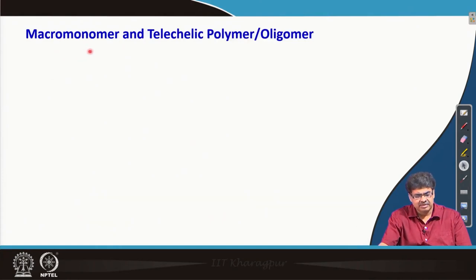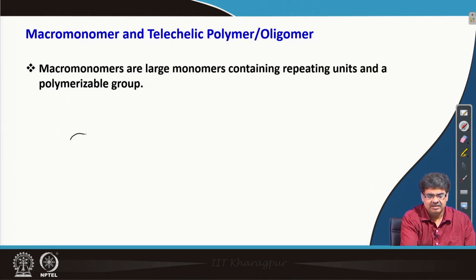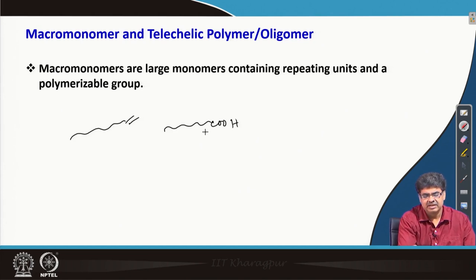There are two more terms we should remember: macromonomer and telechelic polymer or oligomer. Macromonomers are large monomers containing repeating units and a polymerizable group. So, if I write a polymer structure and at the end I have a double bond or a functional group, say COOH, then this is a macromolecule, but it is polymerizable because of the presence of this polymerizable functional group at the end of the chain. So, it is basically a macromolecular monomer, or in short, a macromer.